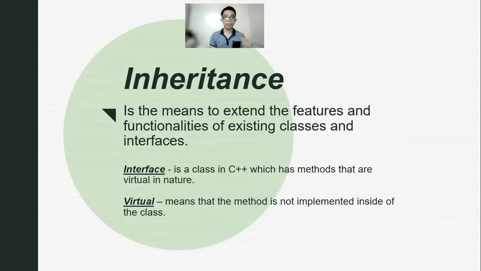Next we have inheritance. Inheritance means to extend the features and functionalities of existing classes and interfaces. An interface is a class in C++ which has methods that are virtual in nature. When we say virtual, it means that the method is not implemented inside of the class.